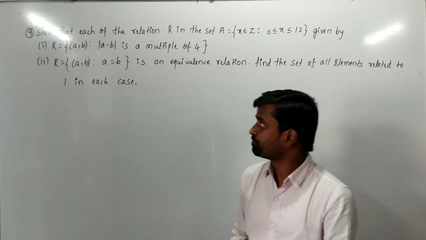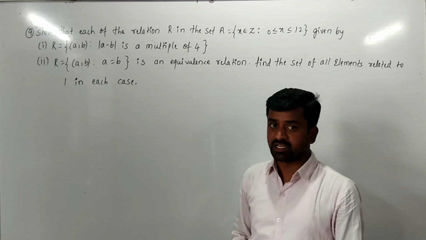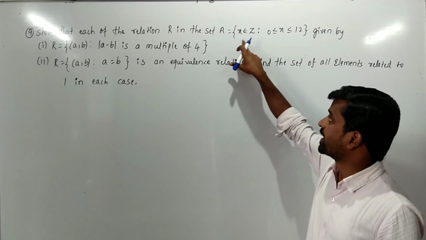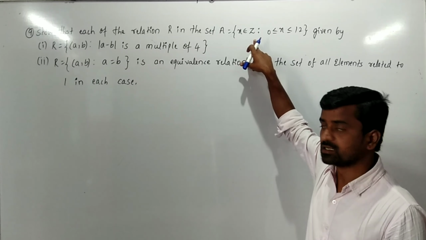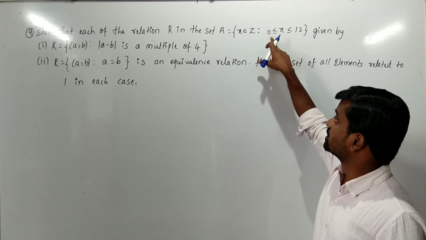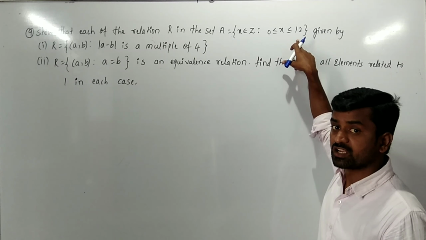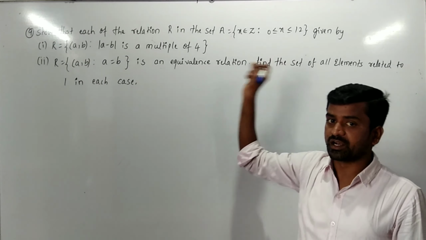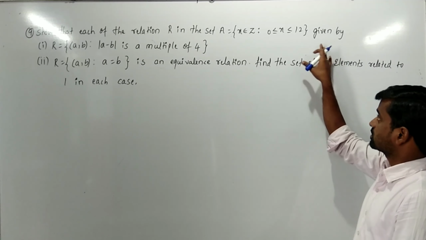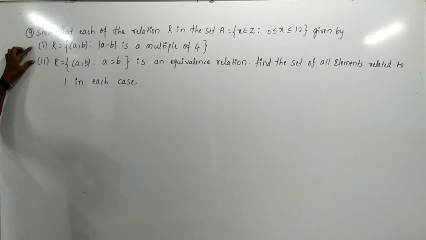Next question is the 9th one. Show that each of the relations in the set A = {x belongs to Z, an integer}, where the integers are greater than or equal to 0 and less than or equal to 12, is an equivalence relation. The set of elements given has two parts.